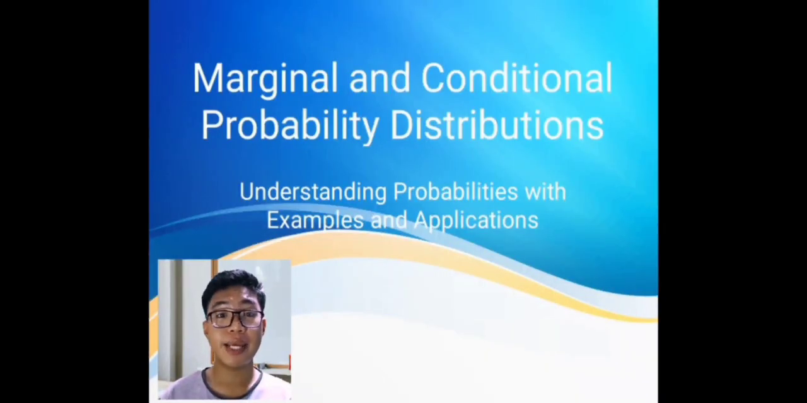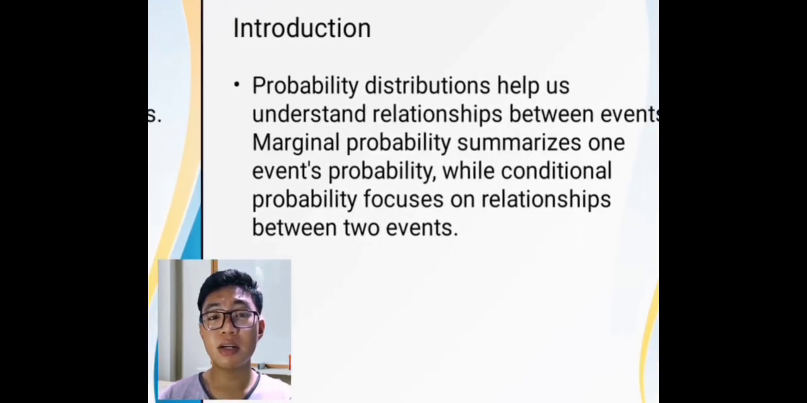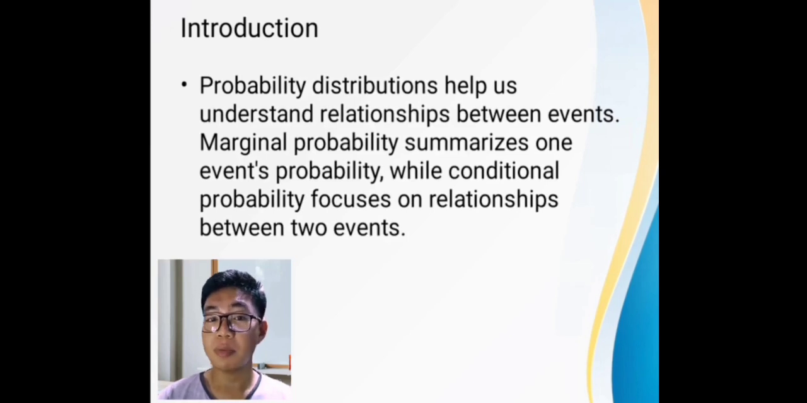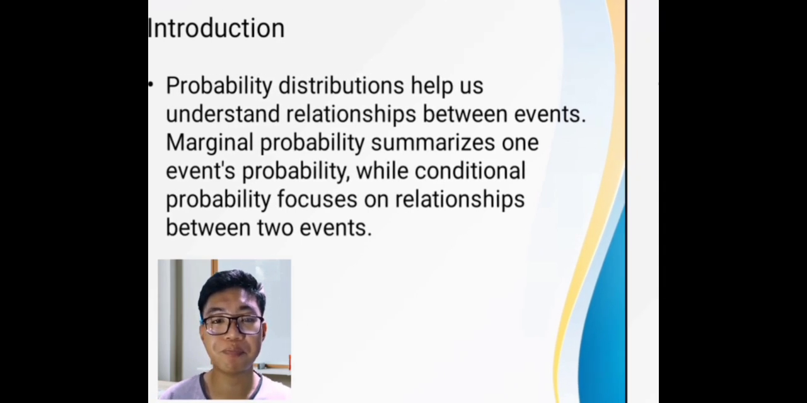Hello everyone, today I'll be presenting an overview of marginal and conditional probability distributions. These concepts are fundamental in probability and statistics, with applications in areas like machine learning, weather prediction, and healthcare. So let's start with an introduction. Probability distributions are tools for understanding events. Marginal probability focuses on the likelihood of a single event, while conditional probability explores the relationship between two or more events.